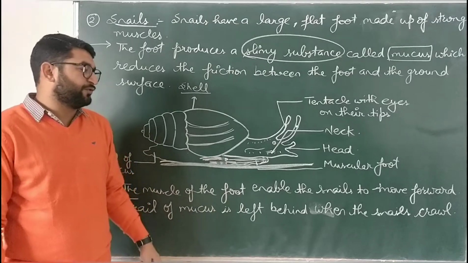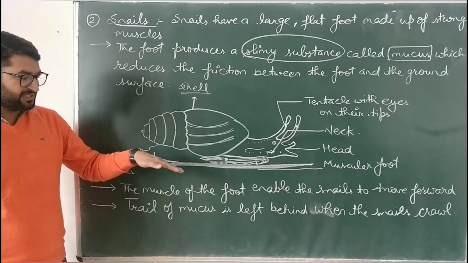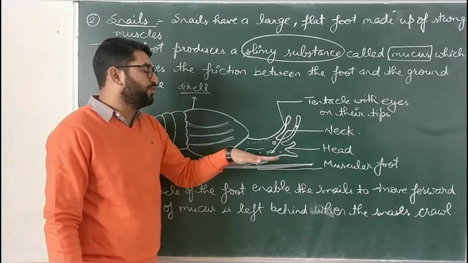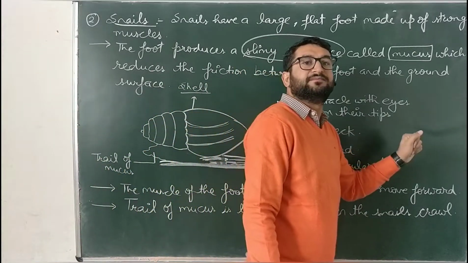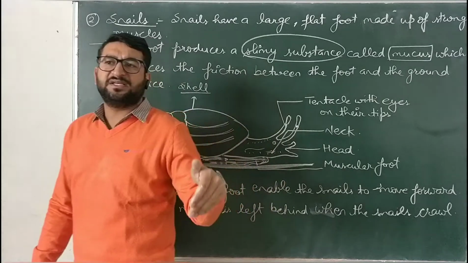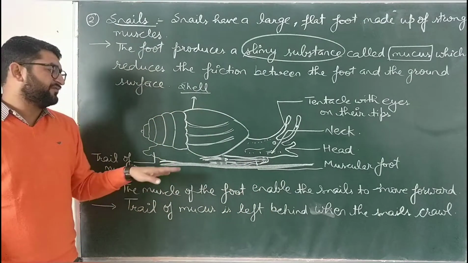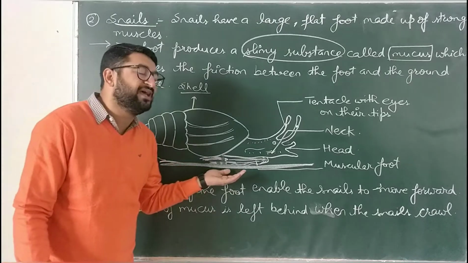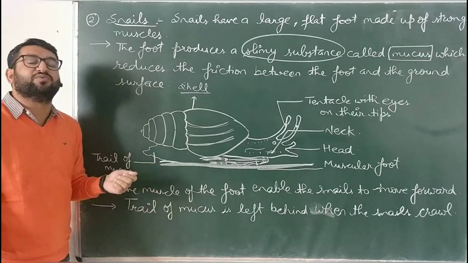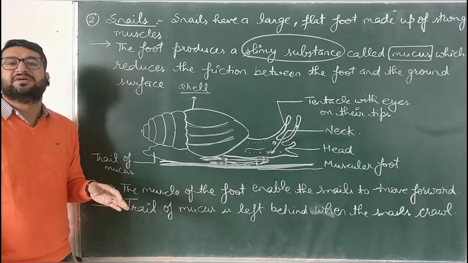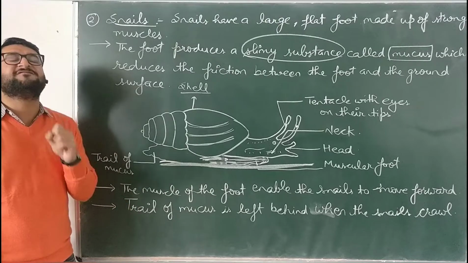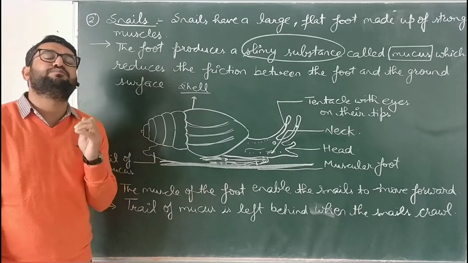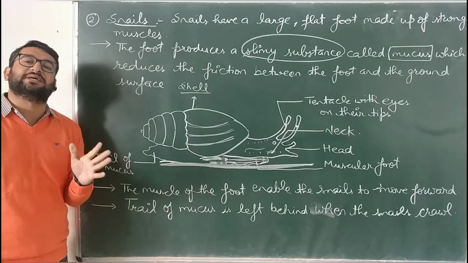This muscular foot, these muscles contract, relax, and by this the snail moves ahead. The snail, by continuous contraction and relaxation of the muscles present in that foot, moves. It crawls on the ground. रेंगता है बच्चे. It also moves very slowly. बहुत धीरे धीरे से मूव करता है बच्चे. बहुत ही ज्यादा स्लो मूवमेंट शो करता है.